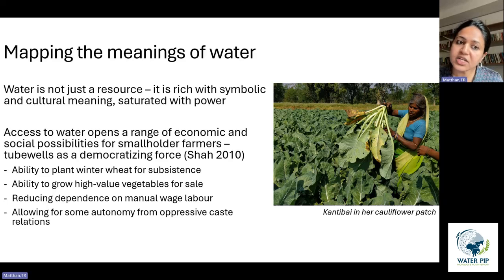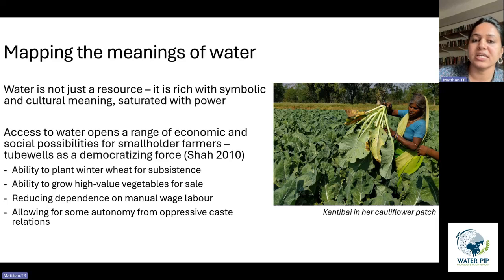In this particular region, what it creates is the ability to plant wheat in the winter months, which is crucial to people's subsistence because it is the primary grain in this area. It also gives smallholder farmers, people with very small patches of land, the ability to grow vegetables, which is a common strategy. So people grow high value vegetables, which they can sell at weekly markets, and it gives them a sort of consistent, regular income, even with very small patches of land.